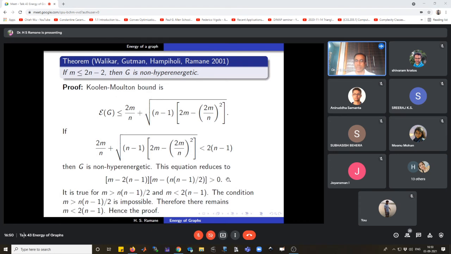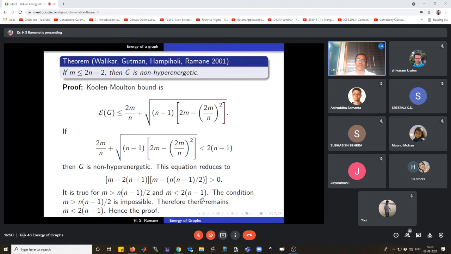This inequality is true if m is greater than or equal to n into n minus 1 by 2, or m is less than 2 into n minus 1. Now m greater than n into n minus 1 by 2 is not possible because the maximum number of lines is n into n minus 1 by 2. So what is left now? m is less than 2 into n minus 1.